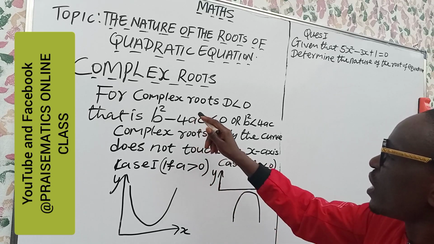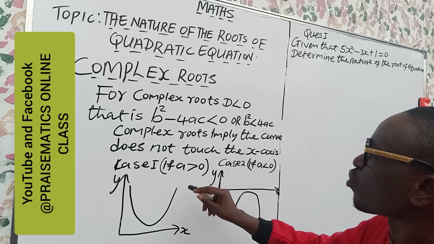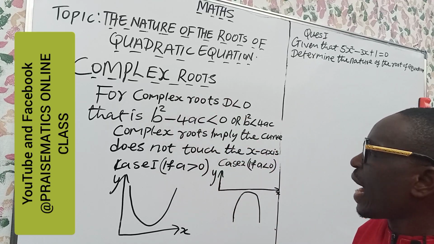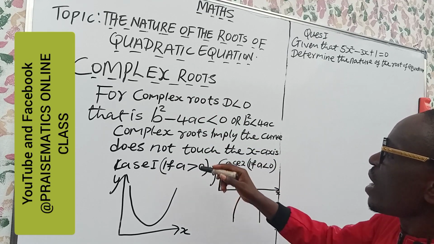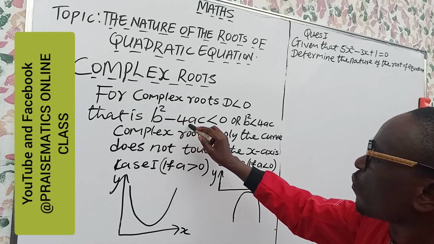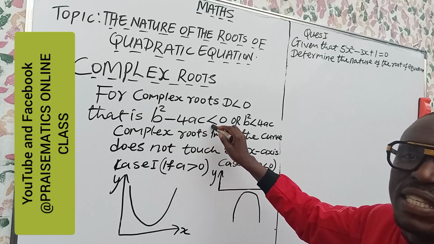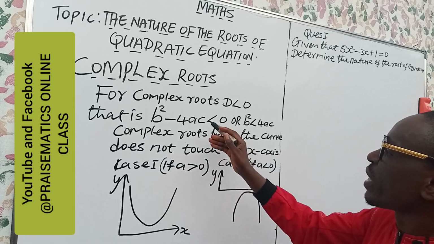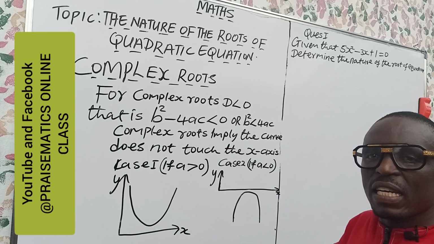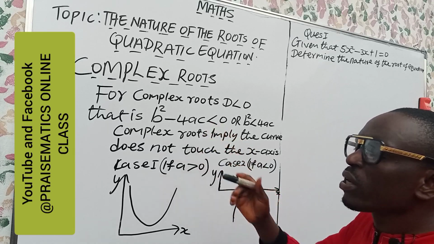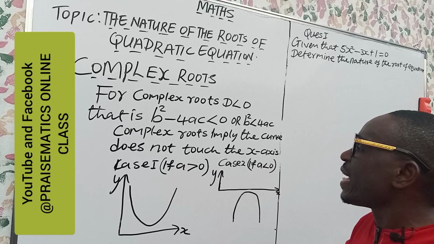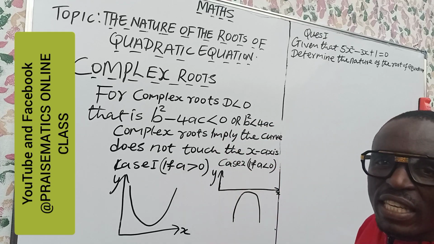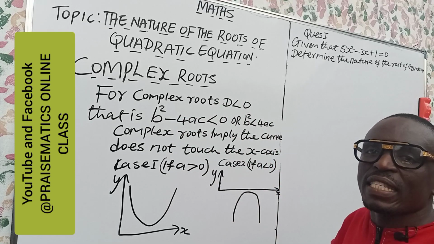So this is the characteristic of the complex root. Again, for the complex root, b squared minus 4ac is less than 0. In other words, after solving this question, you are going to get a negative number, and that negative number is less than 0. In other words, 0 is greater than it.